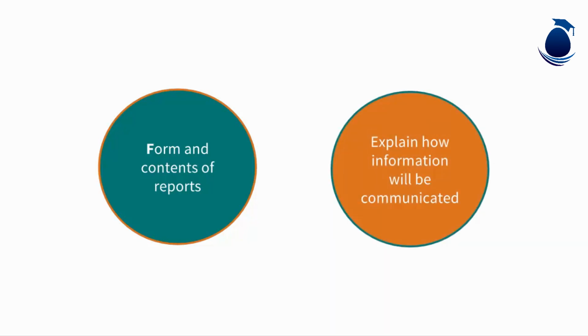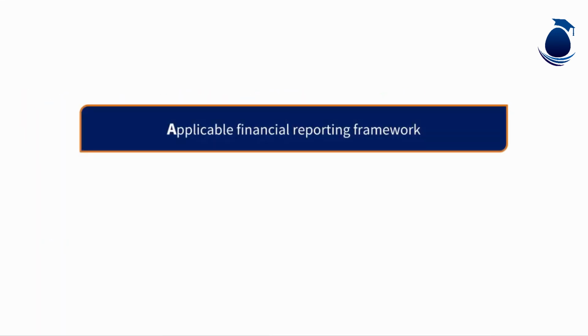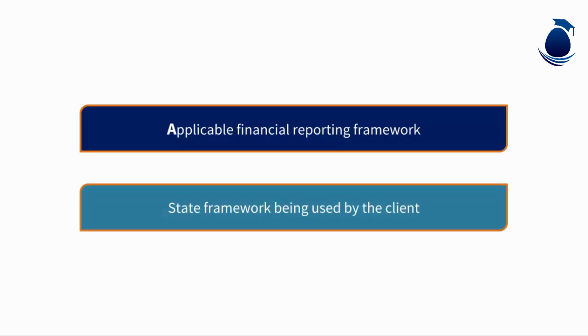The F is for form and content of reports. The engagement letter should explain how the auditor will communicate during the audit process. The A is for applicable financial reporting framework. The engagement letter should state the financial reporting framework being followed by the client.